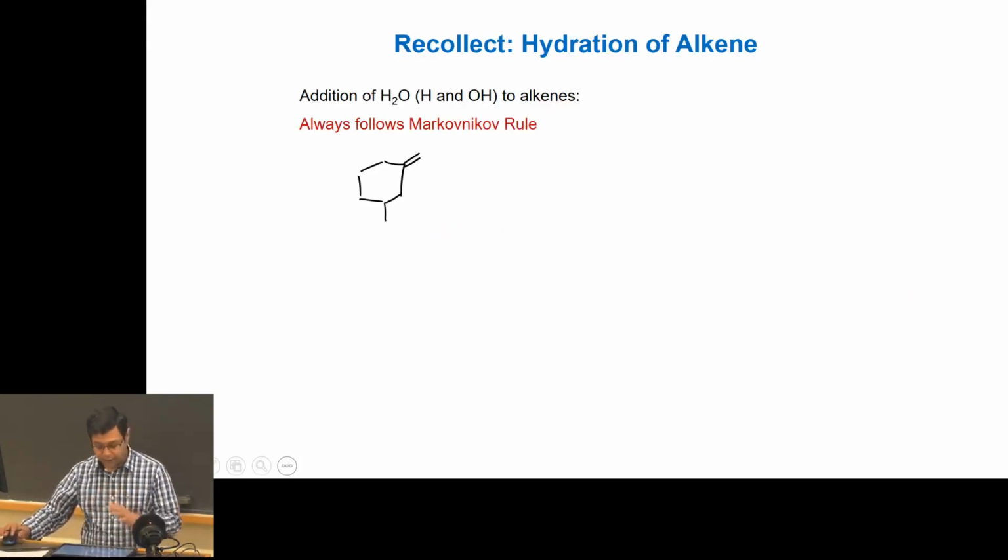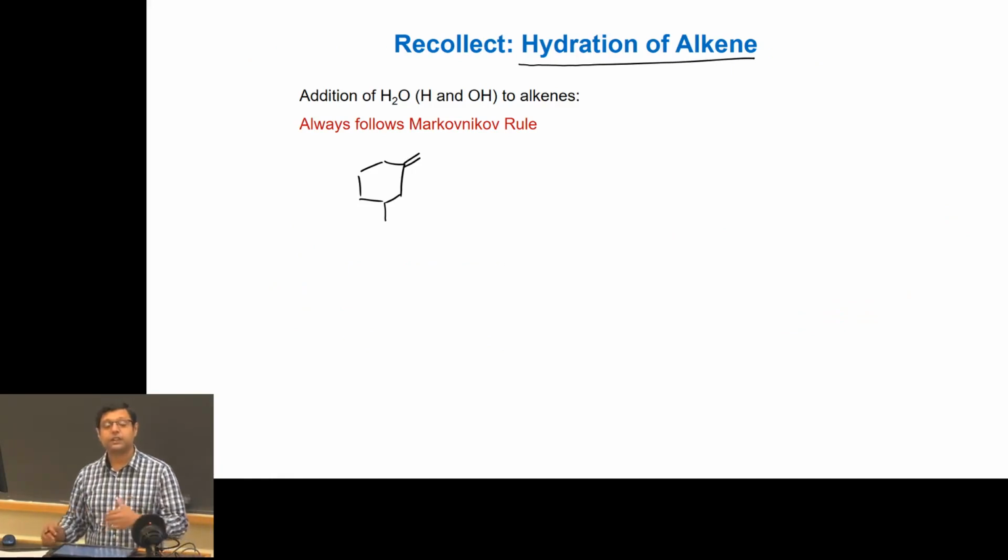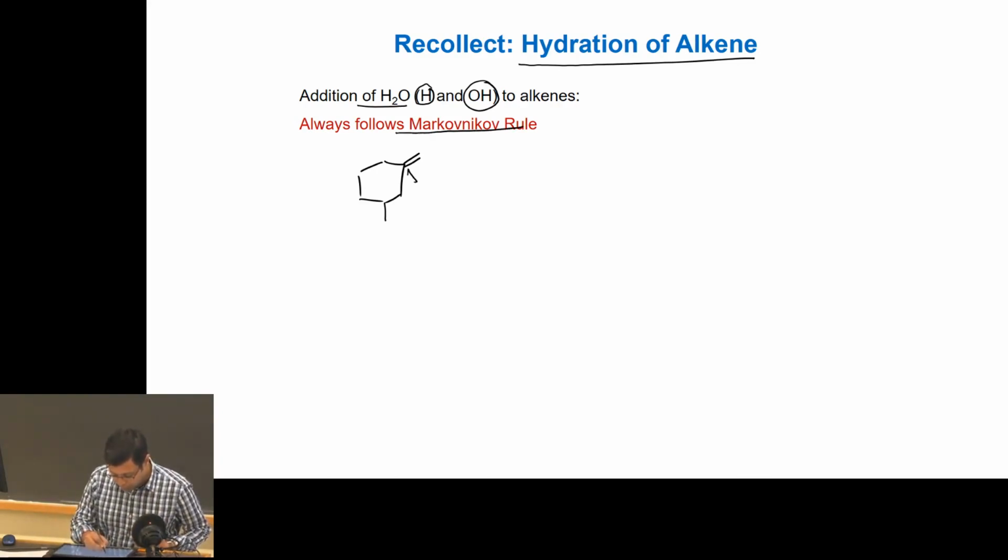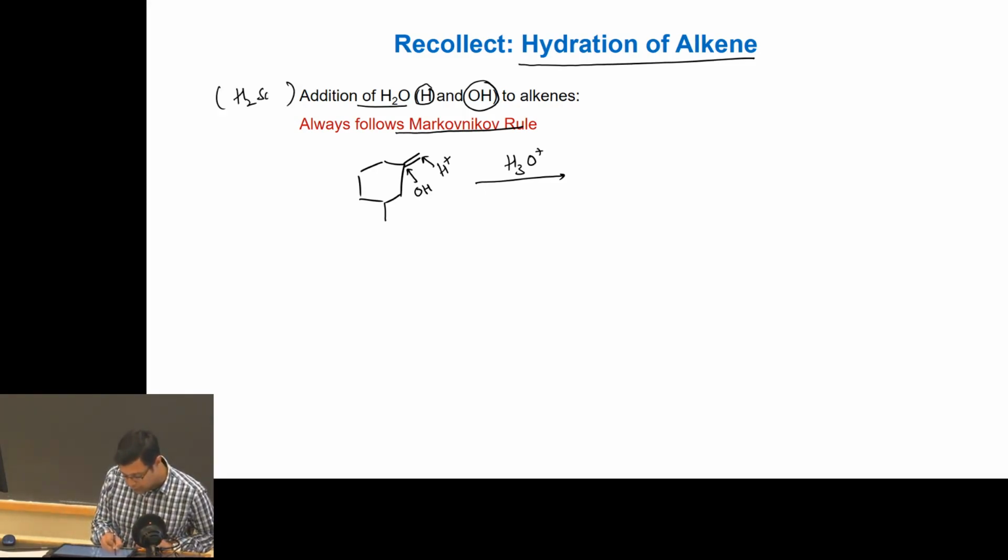Let's now go back to the hydration reaction of alkenes we discussed in chapter 7. Just to remind you, hydration is addition of water, hydrogen to one of the double bonded carbon, OH to the other double bonded carbon, right? And as we have learned, this reaction always follows the Markovnikov's rule. OH goes to the more substituted carbon of the double bond, H plus goes to the less substituted carbon. And if you remember, the reagent we use in this reaction is H3O plus. Water in combination of a strong acid like H2SO4.